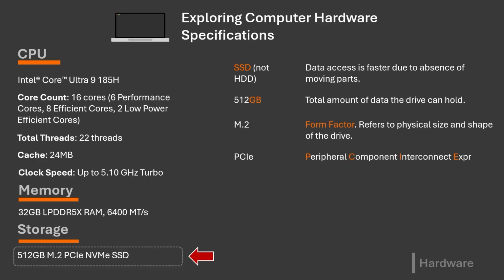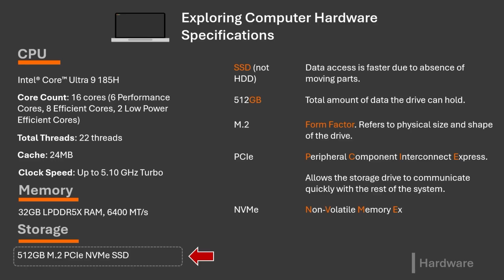PCIe, or Peripheral Component Interconnect Express, is a high-speed interface that allows the storage drive to communicate quickly with the rest of the system. This significantly boosts performance compared to older storage interfaces. NVMe, or Non-Volatile Memory Express, is the protocol used to increase data transfer speed between the storage drive and the CPU. It performs faster read-write speeds, which means quicker boot times, faster file transfers, and overall better performance, especially in data-heavy applications like video editing and gaming.